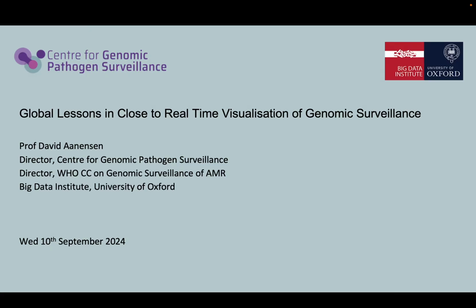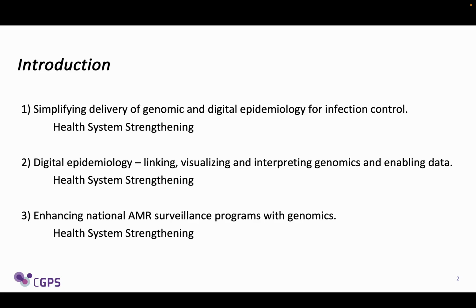I'm Director of the Centre for Genomic Pathogen Surveillance, and it's a real pleasure and honour to give this talk really focused on some of the global lessons and approaches for using genomics for pathogen surveillance. I'm going to focus overall on health system strengthening, really about how we can simplify the use of genomics and digital epidemiology, the additional information that can bring value to genomics for infection control. And then some ways around linking, visualizing and bringing that data to life for local, national and international focus. And then I'll touch on some work that's been done around enhancing national AMR surveillance programs.